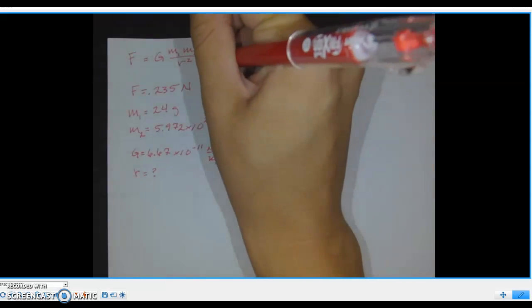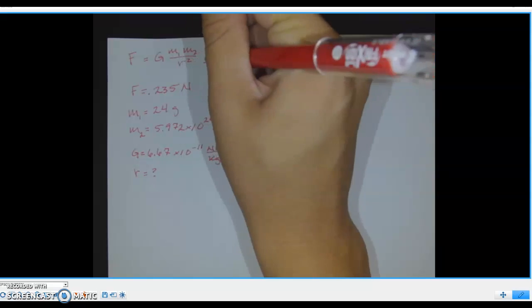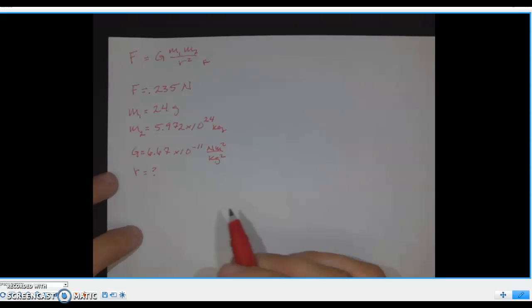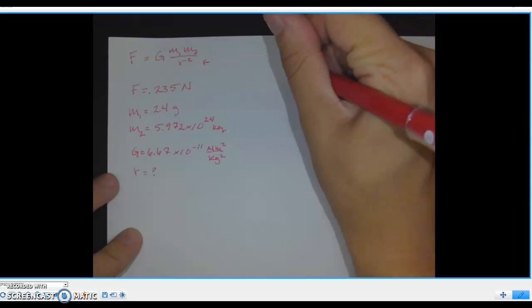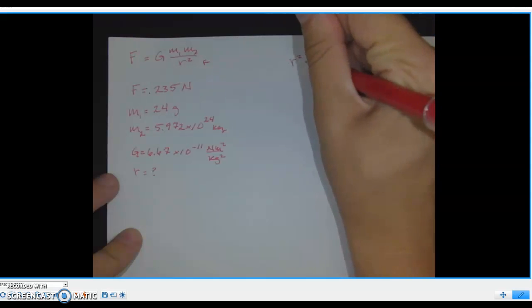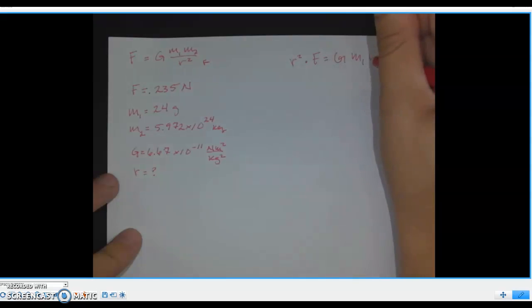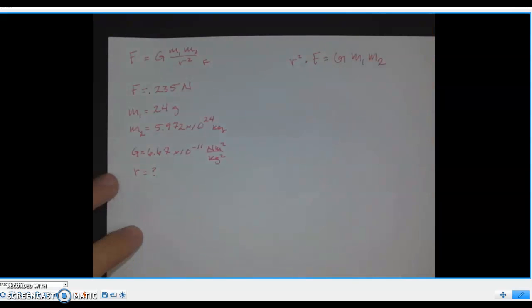Now, it's a problem that I see students running into all the time. They're not quite sure what to do when the unknown is in the denominator. And so your first step is let's get it in the numerator so we're not worried about an inverse or a fraction when we're solving for this. So I'm going to multiply both sides of my equation by r squared. So that way I get r squared multiplied by force equals G m1 m2, okay?